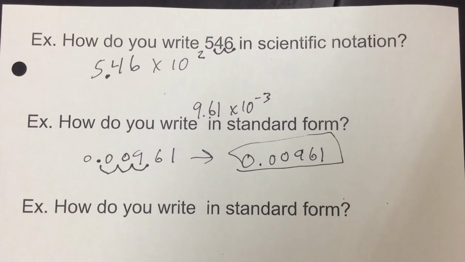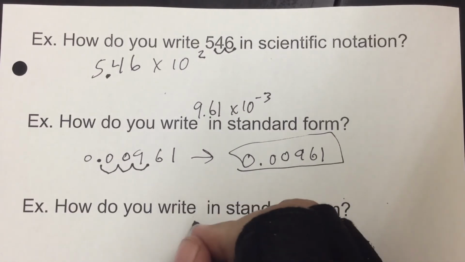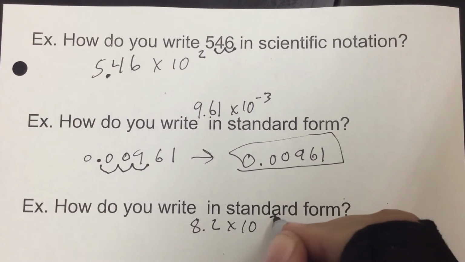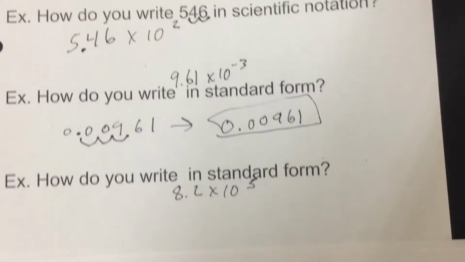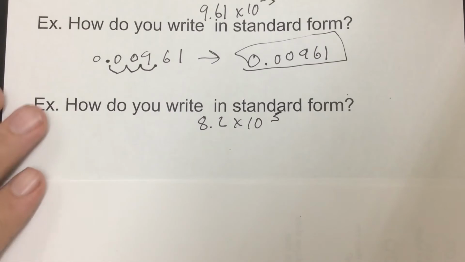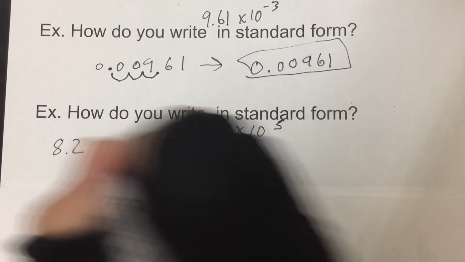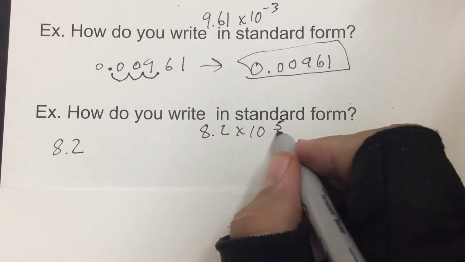So the next one also didn't write. And so this one here is 8.2 times 10 to the 5th. Slide this up. So start with your 8.2. So we're going to move it 5 times.